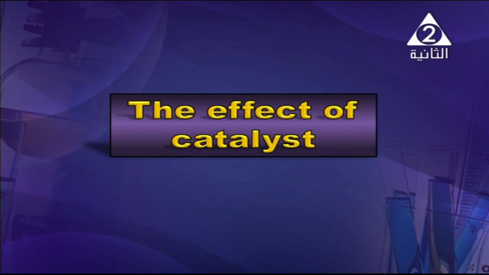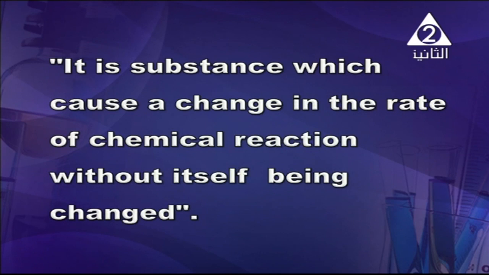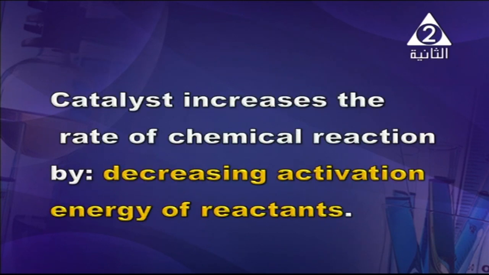Now, my dear student, we are going to discuss the next factor which affects the rate of chemical reaction, which is the effect of catalyst. The catalyst definition: it is the substance which causes a change in the rate of chemical reaction without itself being changed. So, my dear student, a catalyst increases the rate of chemical reaction by decreasing the activation energy of the reactants.